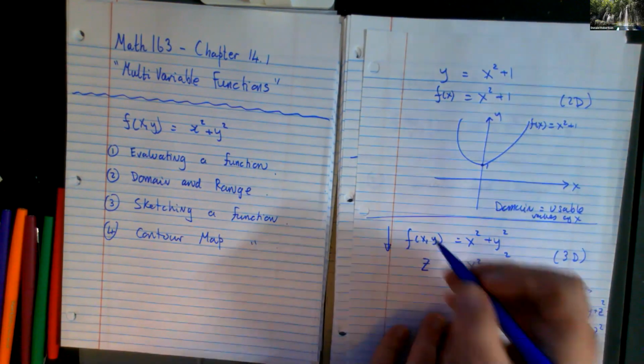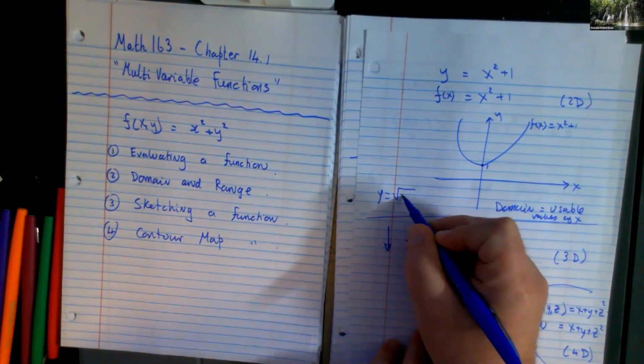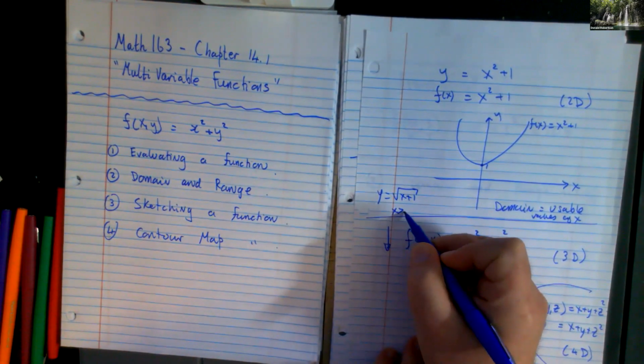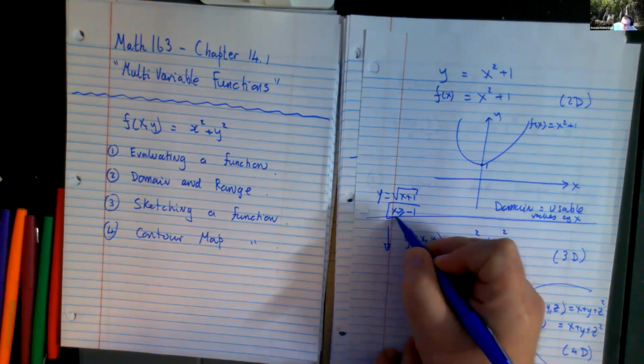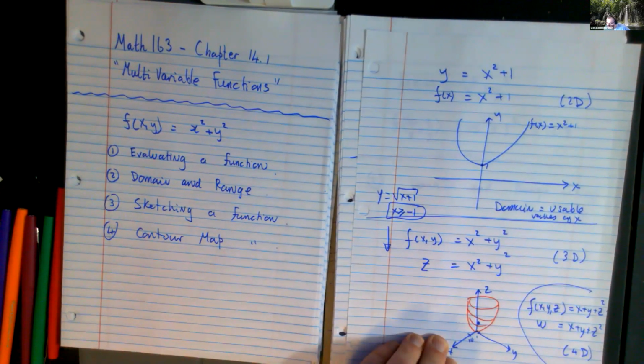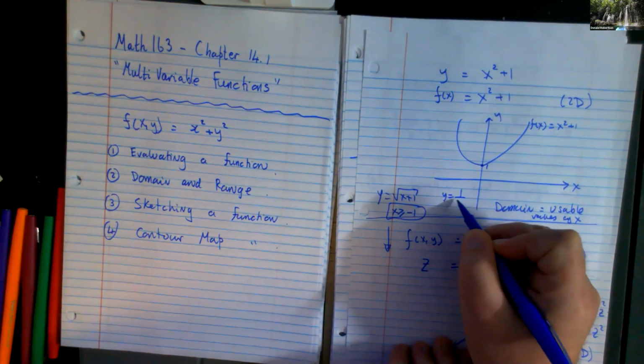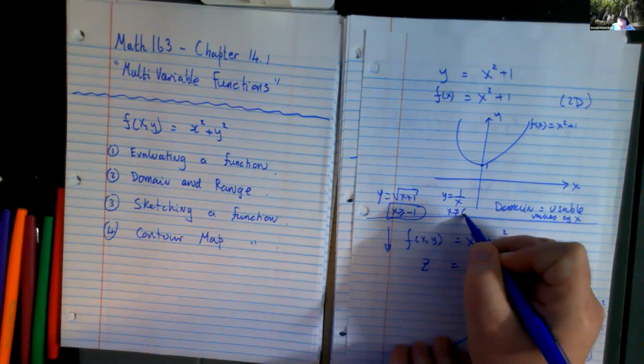Can you imagine if I did this function, for instance? Wouldn't the domain be X has to be greater than or equal to -1? If I did this function, wouldn't the domain be everything but you can't use 0?